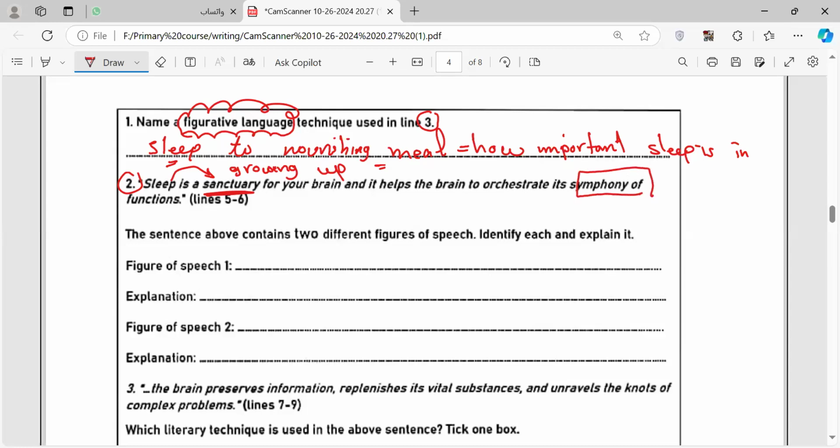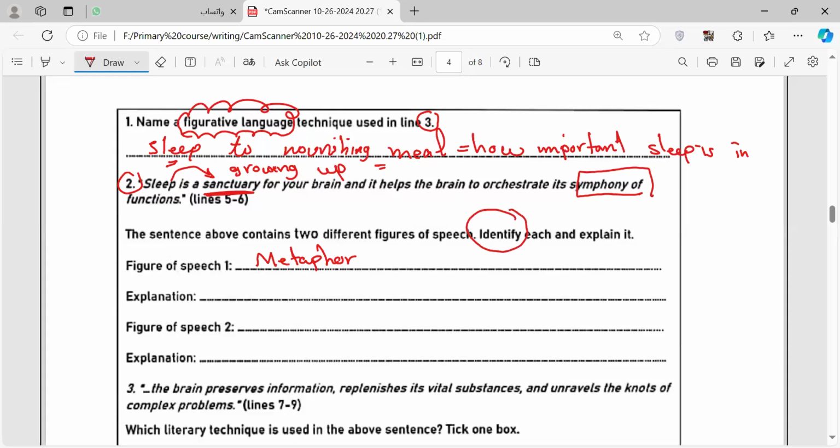The first part compares sleep to a sanctuary and the second to a symphony. What technique is this, Abdullah? Metaphor. Exactly. This kind of comparison is metaphor. Why? Because the comparison here, he said two figurative languages. The first one is metaphor.